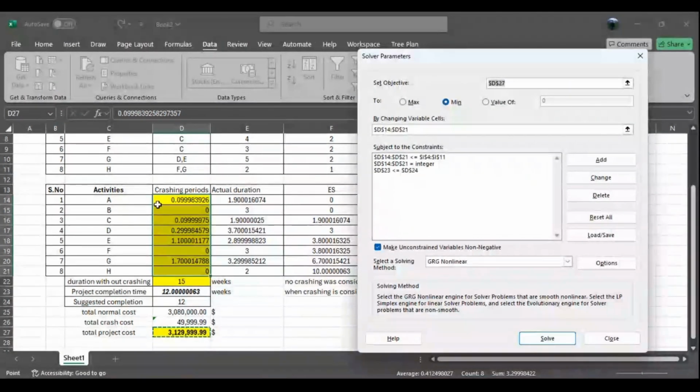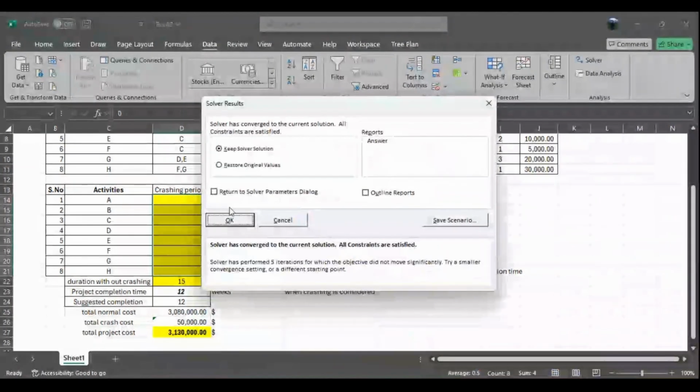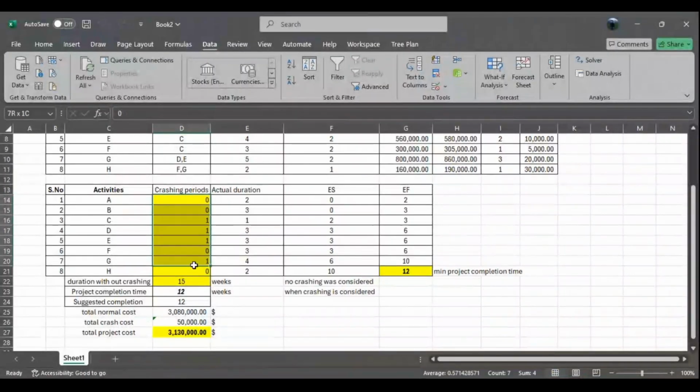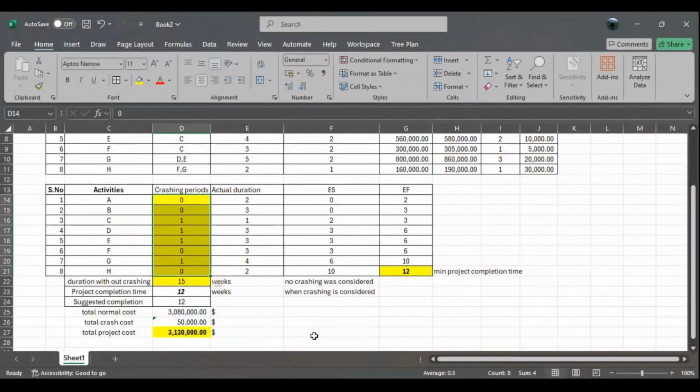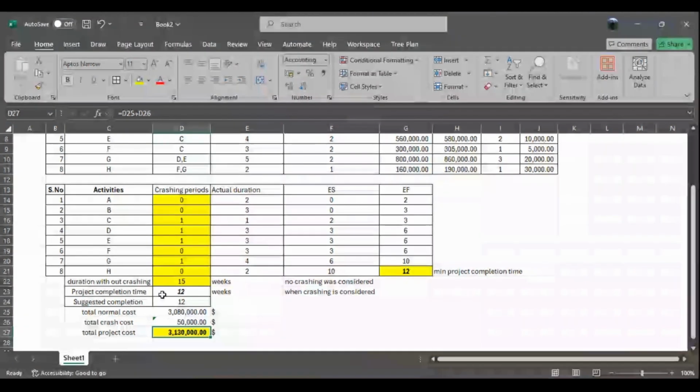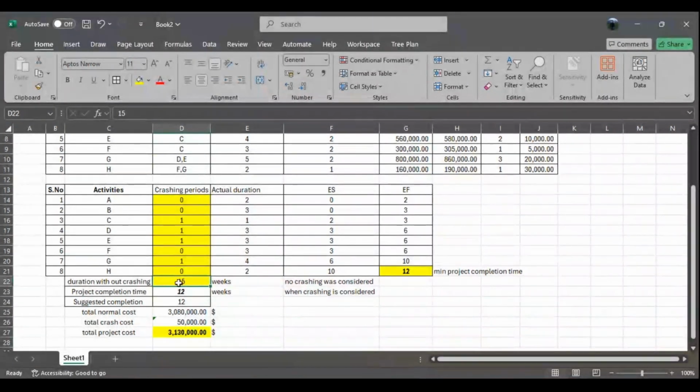Now we are going to solve, and you will see these values will be converted into positive integers. If we solve that, you see it's estimating, we got an answer, and these crashing periods are now converted into positive integers, and that is the minimum cost possible when we crash this particular project, which was initially 15 weeks without crashing. The suggested time was about 12 weeks. So if we crash this project to 12 weeks, that is the total project cost.